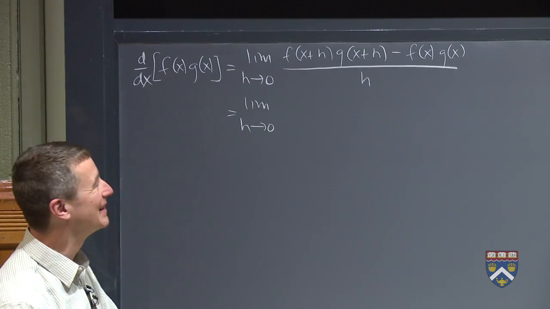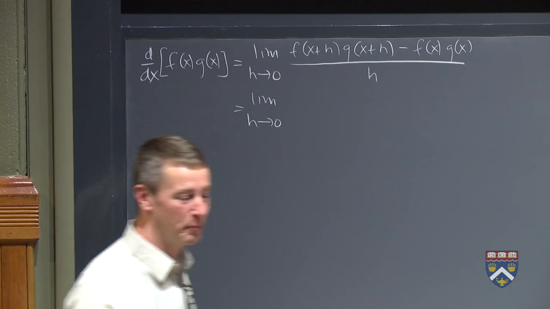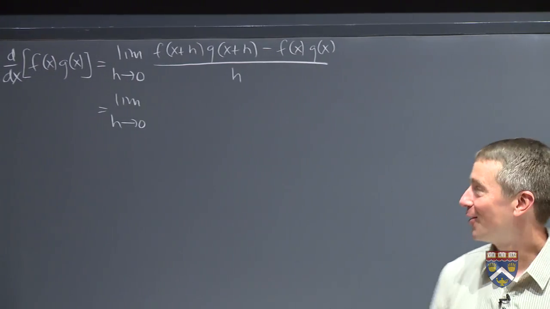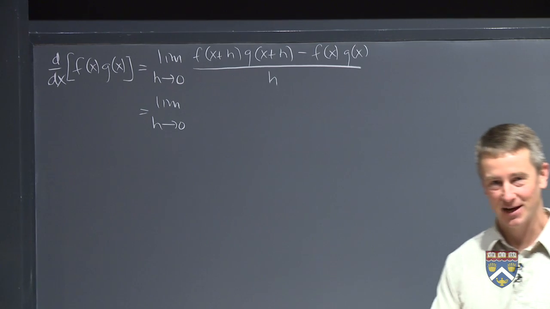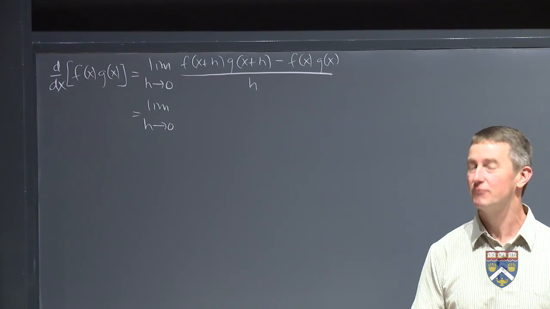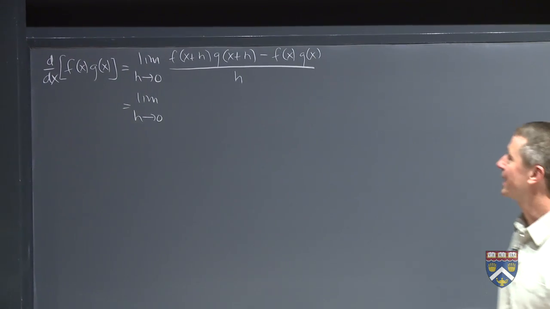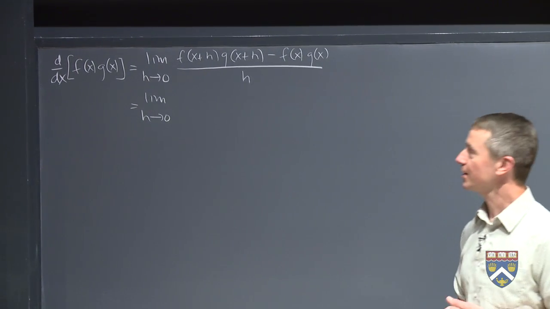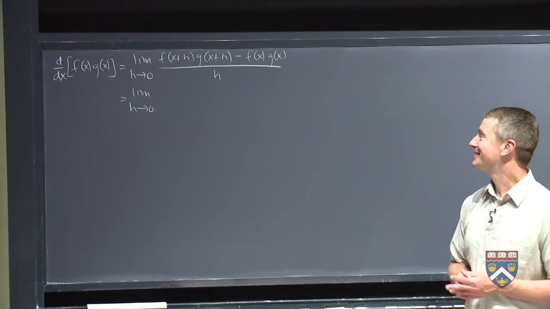Now what? Remember, you don't know anything about f of x and g of x. They could be any functions at all on the whole planet. So, for example, it's not true that f of x plus h is going to be f of x plus f of h, or that it's going to be f of x plus h. We have no idea what these functions could be. They could be trig functions, log functions. They could be anything at all. Yeah, this is a stumper.